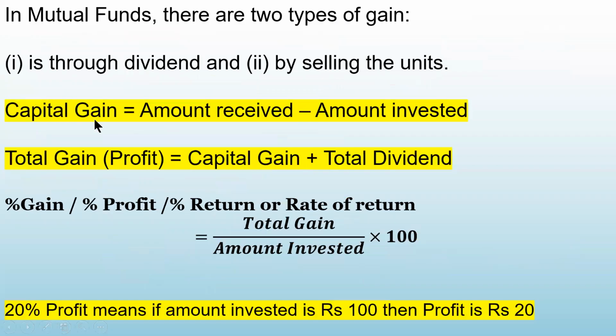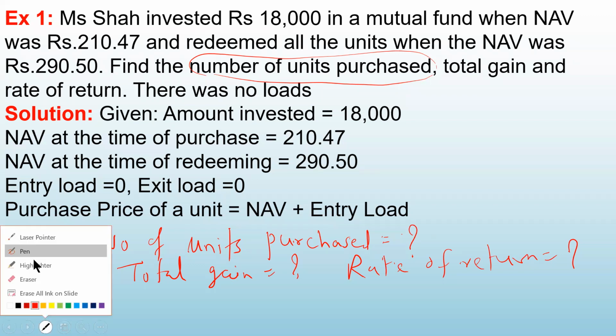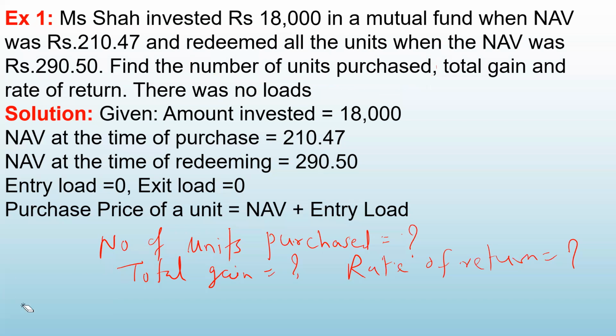See here, we have to find the gain. Gain is amount received minus amount invested. Correct? Amount invested we already know, 18,000. So we have to only find out the amount received. To find the amount received, first we should know the selling price of one unit. Correct? So what is the selling price of 1 unit? That is NAV minus exit load.